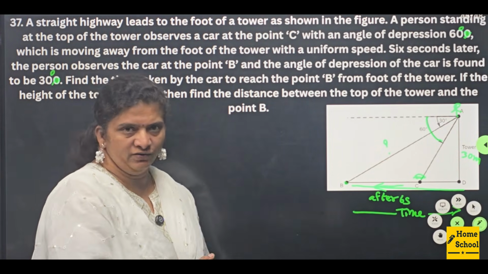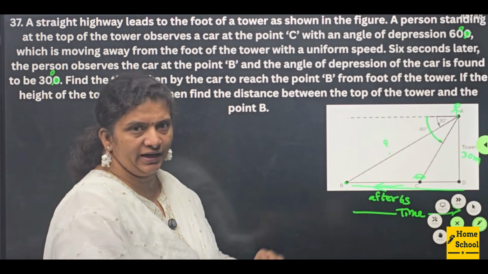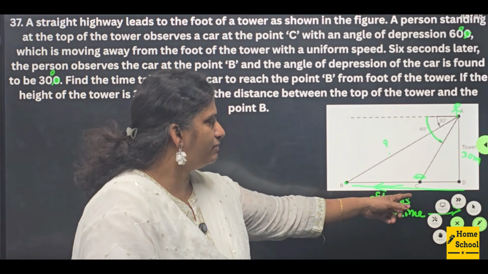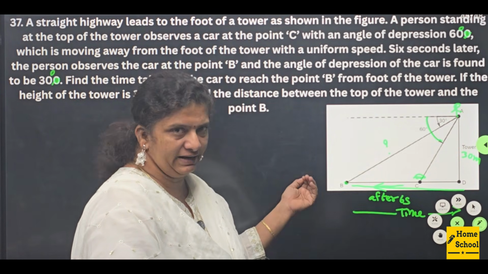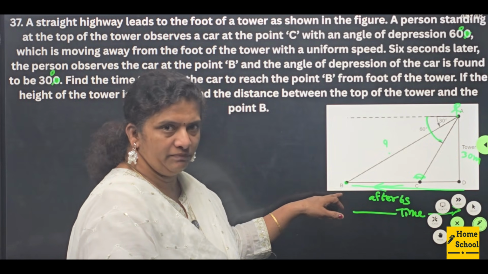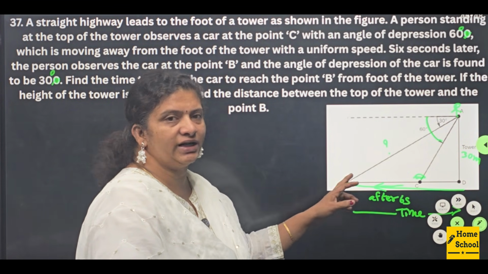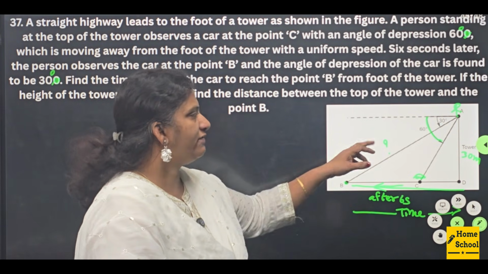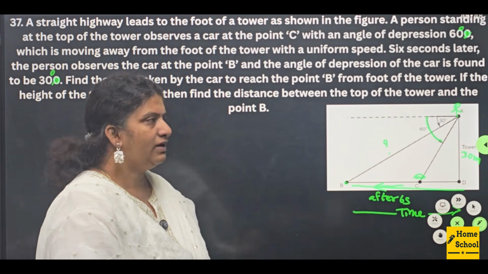So from this figure, what all you can understand? There is a tower, a person standing on a point A, that is top of the tower, observes a car at point C and it is moving away from the foot of the tower, that is moving in this direction. After 6 seconds, the car is spotted at point B. So your question is find the total time taken to reach from foot of the tower to the point B and also find the distance between top of the tower to the point B.